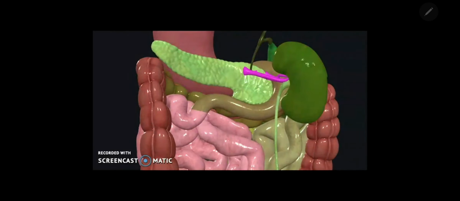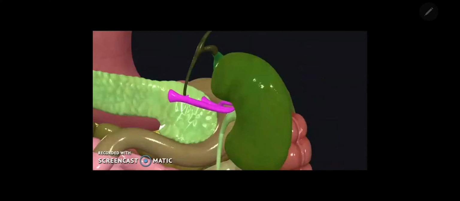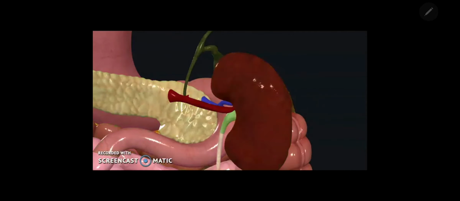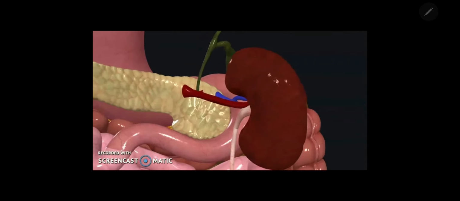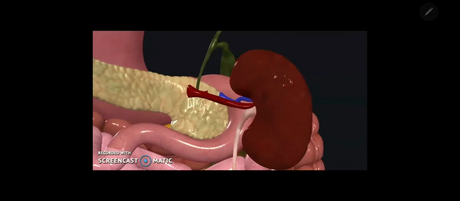So you can see here the relations. Until now we have seen the gallbladder, liver, transverse colon and coils of intestine. Posteriorly you can see the kidney, renal vessels, ureter, and here only you will see the right psoas major muscle coming from the posterior abdominal wall. So these are the relations of the posterior surface of the second part of the duodenum.